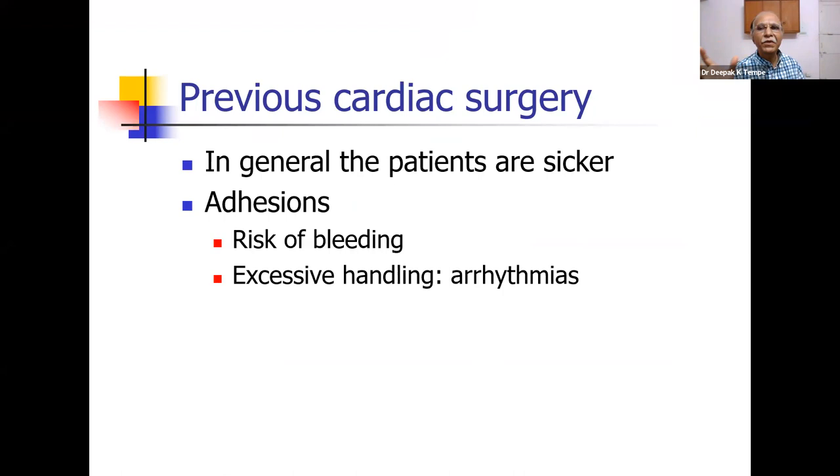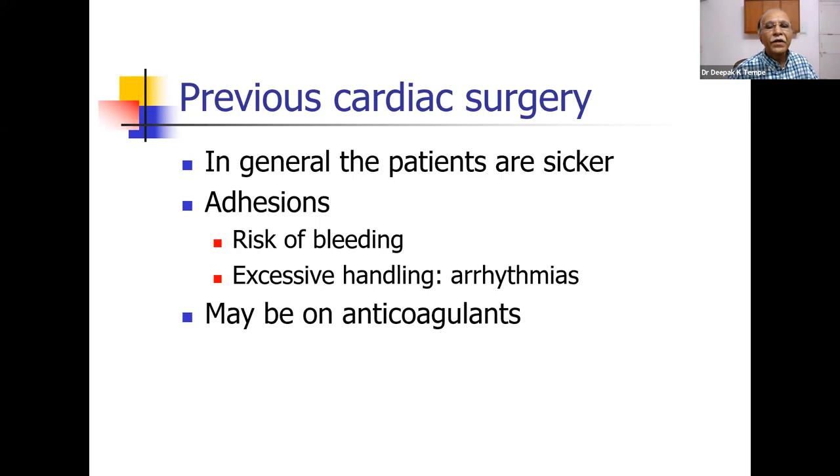the adhesions are not dense in the white population, but in our population, the Indian population, the adhesions are very dense, and there is a lot of risk of bleeding when the surgeon is trying to separate those adhesions, and also because of the excessive handling by the surgeon, it leads to risk of arrhythmias. In addition, the patients may be on anticoagulants because it's a redo surgery, maybe a redo valve surgery or coronary bypass surgery, and the patient may be on certain antiplatelet agents or anticoagulants, and therefore they stand a risk of higher bleeding in addition to the risk of bleeding that is because of the adhesions.